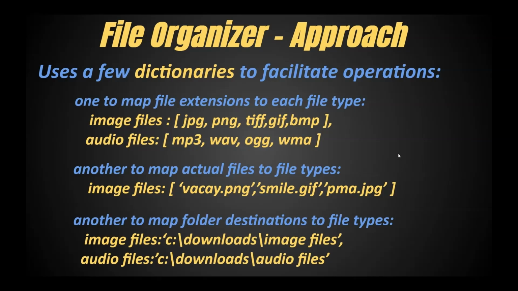And yet another dictionary that I'm going to use maps the subfolders to the file types. I'm going to create separate subfolders, of course, to move these files into. I'm going to create a dictionary where the key and the value are singular things. The key will be the type, and the value will be the actual path of that subfolder. So there's a little bit about the approach. Now let's get into the code.